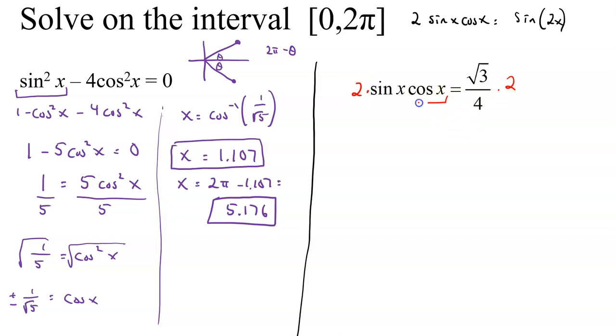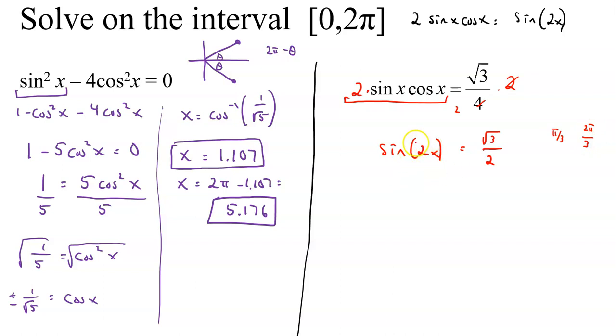And so now on this side, I've got a 2 sine x cosine x. Well, 2 sine x cosine x is the sine of 2x. On the other side, I get a square root of 3 over 2. Now, somewhere on the unit circle, the sine is equal to square root of 3 over 2. And that happens in the first quadrant at pi over 3, and it happens in the second quadrant at 2 pi over 3.